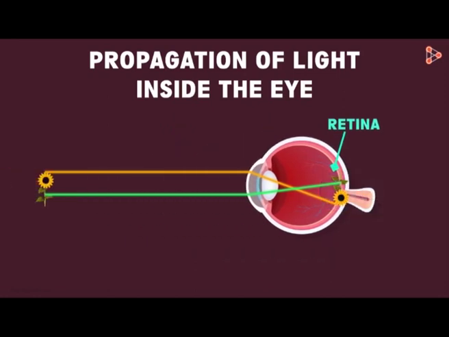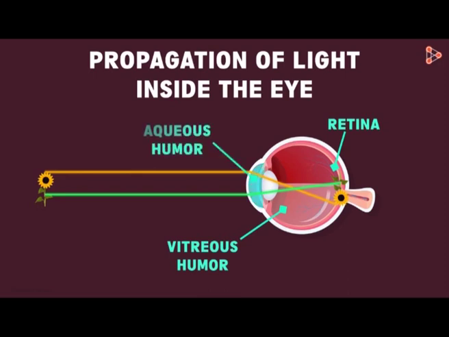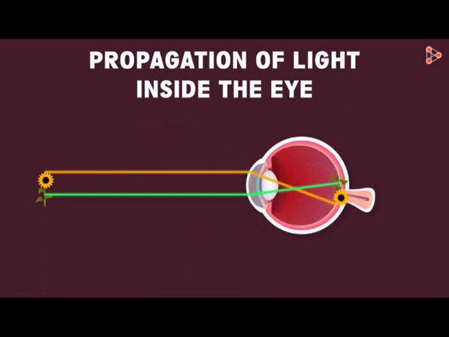However, before this light falls on the retina, it first travels in the space between the retina and the lens. This space is filled up with another transparent fluid called the vitreous humor. Yes, there's aqueous humor between the cornea and the lens, and there's vitreous humor between the lens and the retina. So this is how the light travels inside the eye.